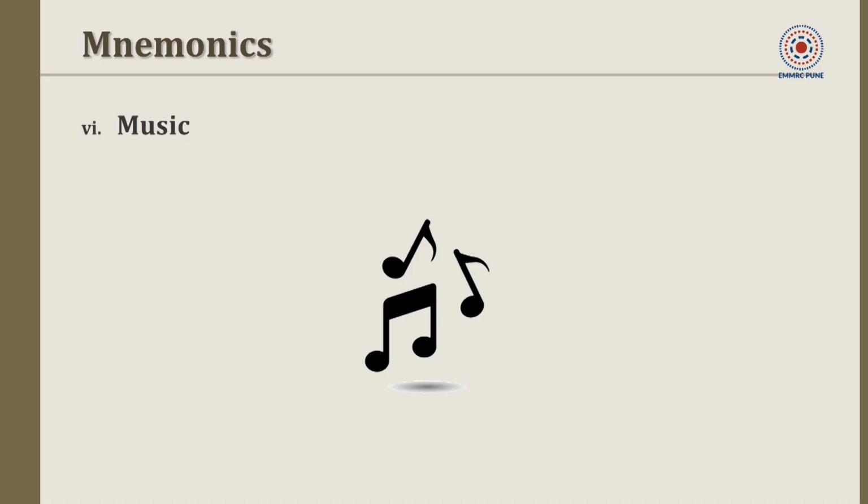The next mnemonic is music. You can remember certain information by setting it to tunes. A well known example is the ABC song, but you can remember anything with this technique, like the names of the states in India, science cycles, math equations and more.